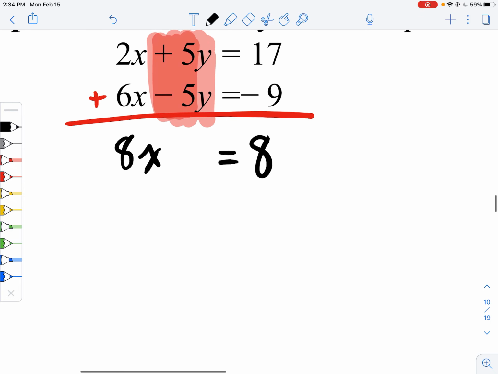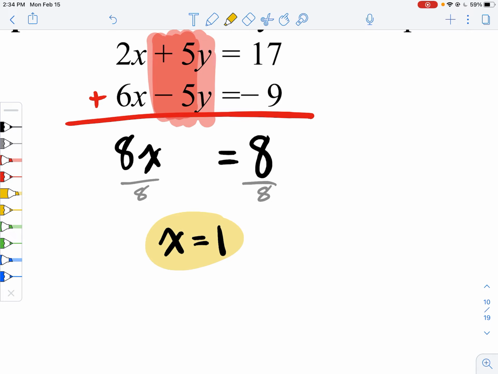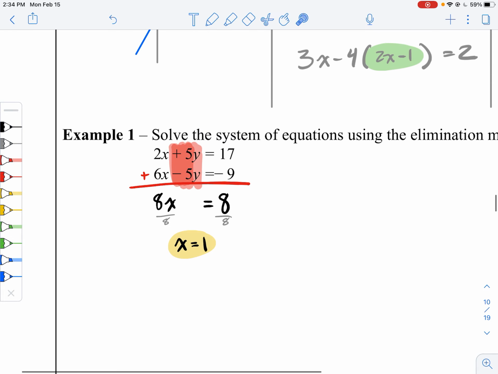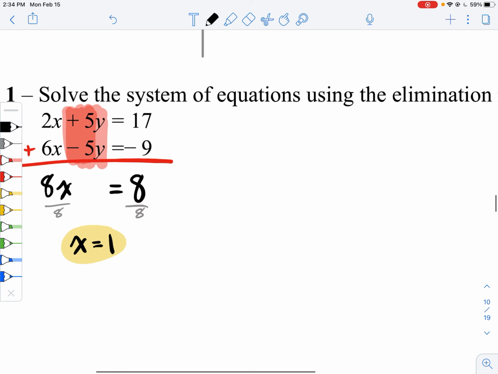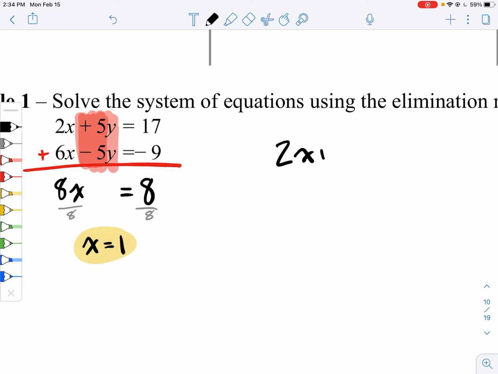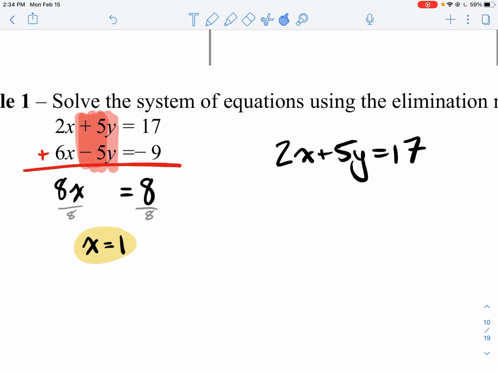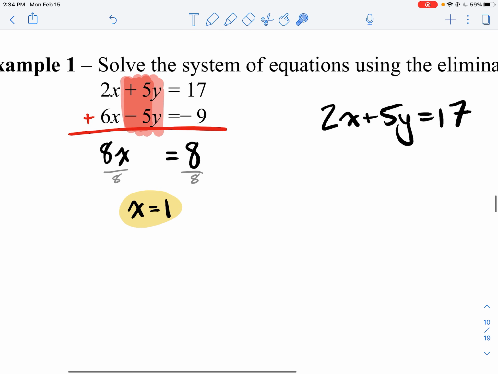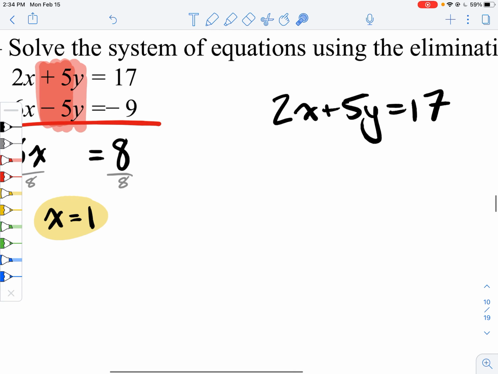Now that we have 8x equals 8, we can divide by 8 on both sides, giving us that x equals 1. Now that we know what x is, we can go back and plug it into any one of the equations. I'm going to pick the first one, 2x plus 5y equals 17, because everything's positive there and the numbers are smaller. So that's exciting.